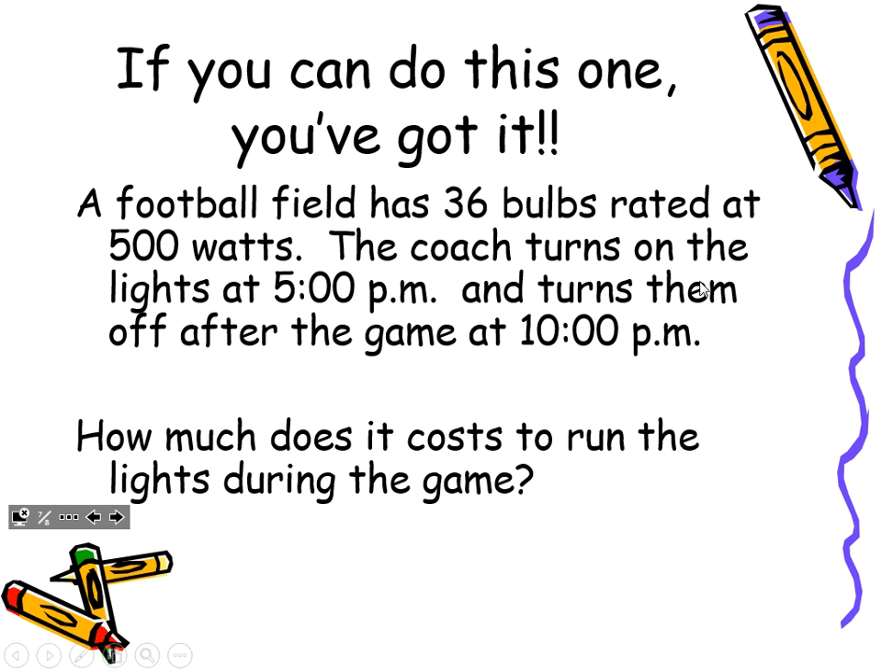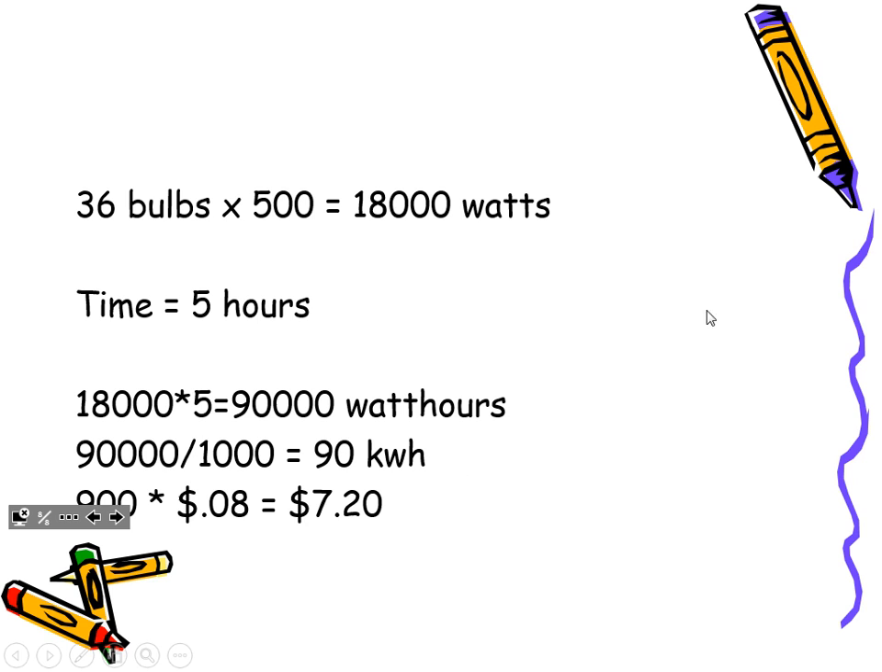All right, so let's go to the bigger scale. A football field has 36 bulbs rated at 500 watts each. The coach turns the lights on at 5 p.m. and turns them off after the game at 10 p.m. How much does it cost to run the lights during the game? First of all, we can go 2 routes here. We're going to go with the power rating first. 36 bulbs, each one's 500, so it's 18,000 total watts of power on each hour. Your lights are on for 5 hours, so 18,000 times 5 is 90,000 watt hours.